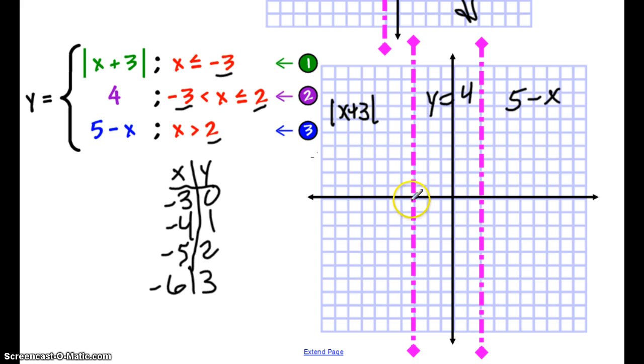At -3, it's going to spit out a 0, and that is going to be closed because we have the less than or equal to. -4 is going to be 1. -5 is going to be 2. And -6 is going to be 3. You kind of see where that is headed.